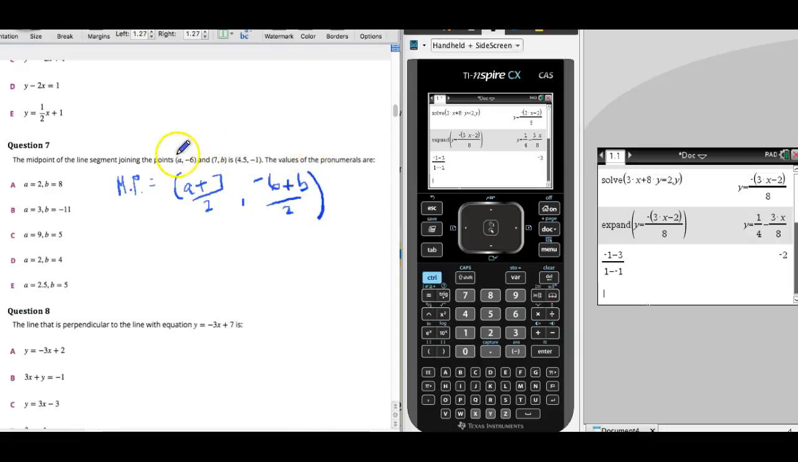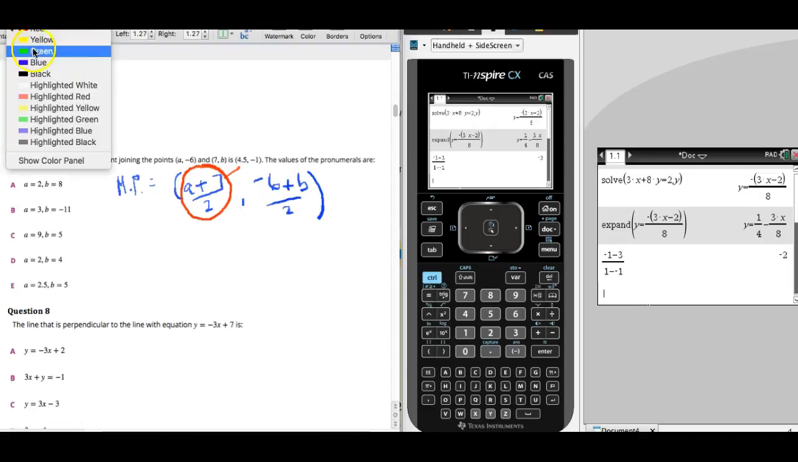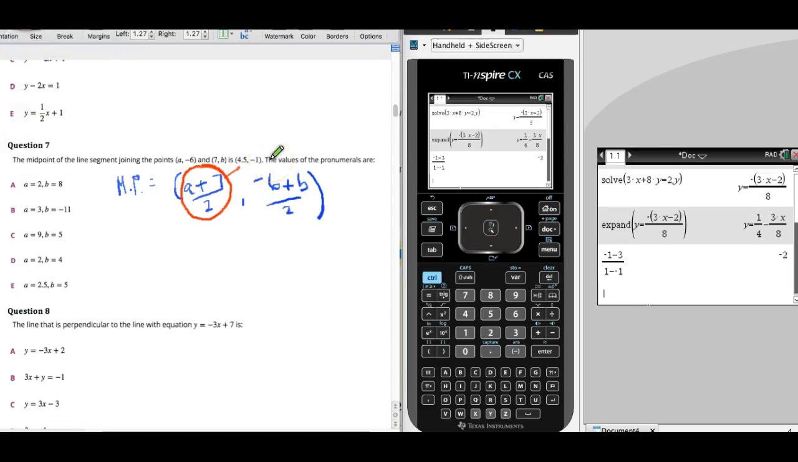Now it says the midpoint is this. Okay, so it's already given us the answer. Because this midpoint is a point on the graph, you have an x coordinate and a y coordinate. This part here is equal to the x component of that coordinate. And this part here is equal to -1.